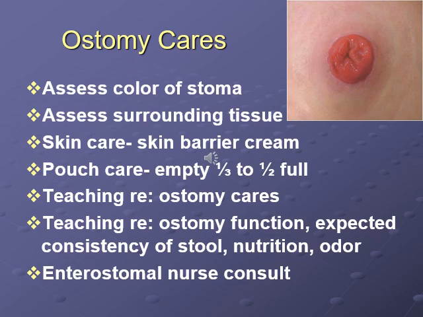Obviously, assessing the stoma is very important, making sure it's a beefy red color, and not pale or dusky or purple. Those would all be abnormal, showing decreased circulation. Again, assess the surrounding tissue and skin.